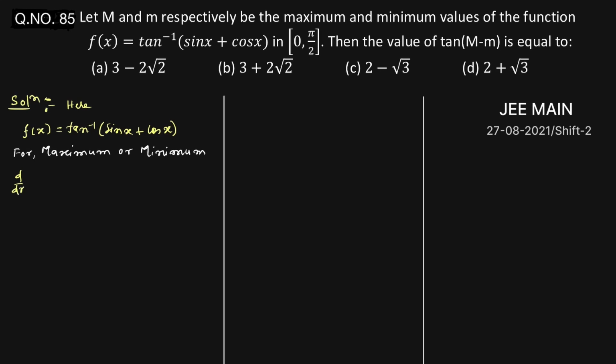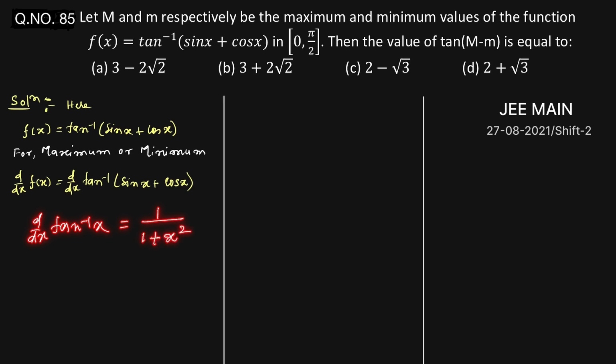So d/dx of f of x which is equal to d/dx of tan inverse of sin x plus cos x. So we know that d/dx of tan inverse x is equal to 1 divided by 1 plus x square. So here d/dx of tan inverse of sin x plus cos x, in the place of x we have sin x plus cos x. So here we use the chain rule.